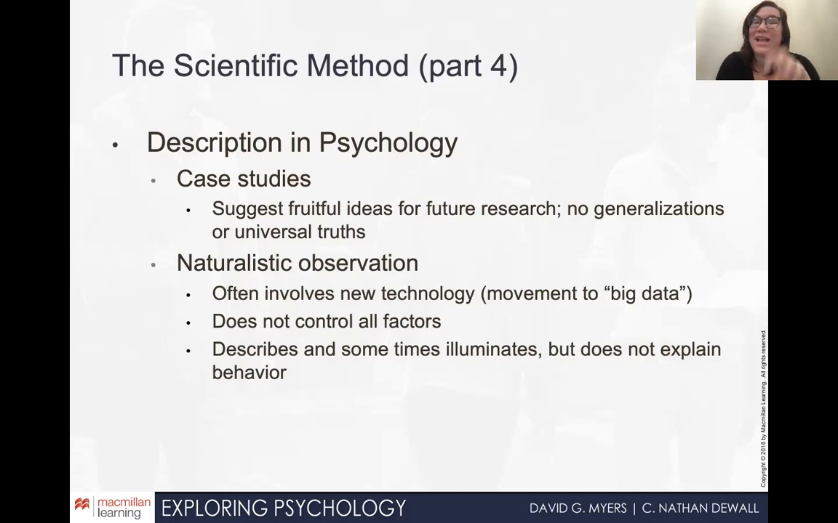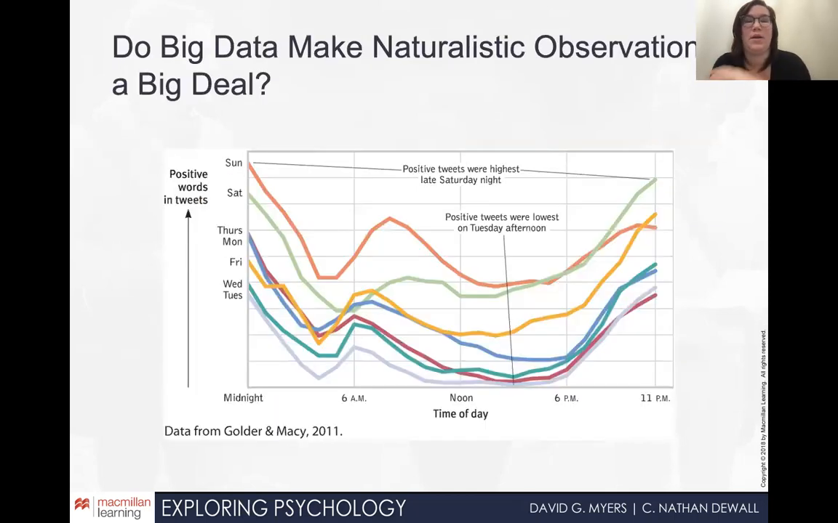It does not explain behavior when we are doing a naturalistic observation. We don't know what's coming before and we don't know what's coming after. We can't survey people, right? We can't figure out if there's other contributing variables. We're going to define variables in a bit, but we cannot control any of those things. So we cannot explain, we cannot give a cause for what is happening. We can just describe and illuminate what's going on in the naturalistic behavior.